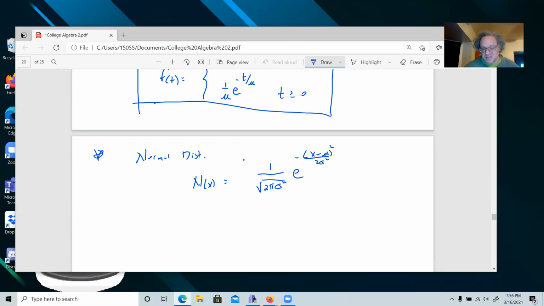I do not ever want you to use this formula, okay, to figure out any problems in the homework. You are not doing Simpson's rule on this thing. It is a complete waste of time, all right? There's a calculator button that will do this for you.